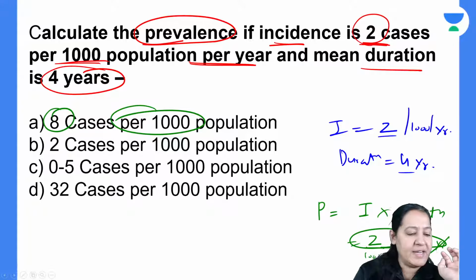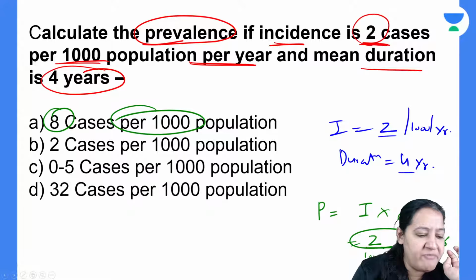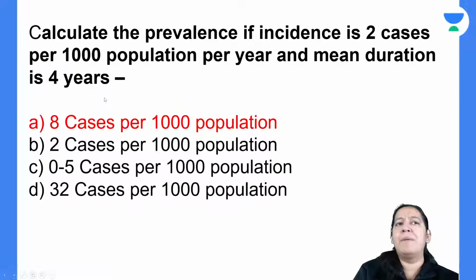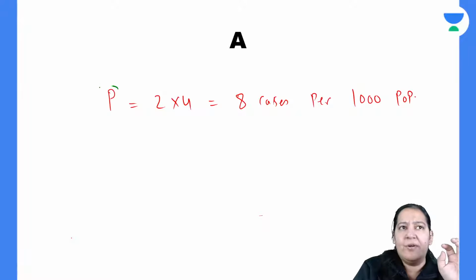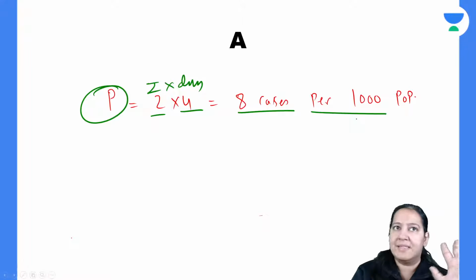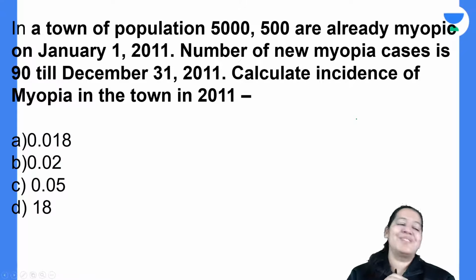Have you got it? Year se year cancel ho gaya. You all are right, Rishinika, Iram. Very good. The correct answer here is A. So this is also a very simple numerical. It was simply you have calculated prevalence is equal to incidence into duration. So it is 2 into 4. It is 8 cases per 1,000. Year se year cancel ho gaya. Right. So again you can see this discussion.